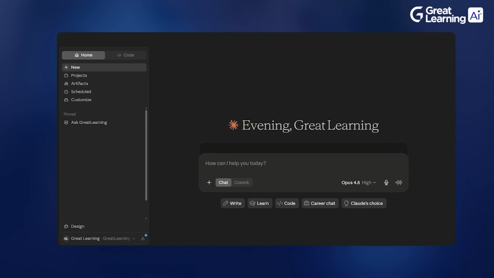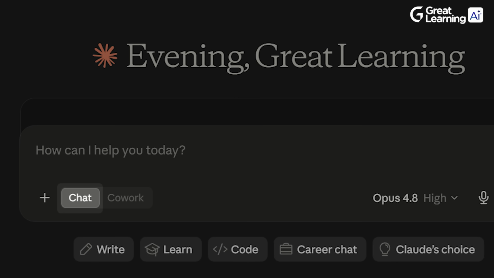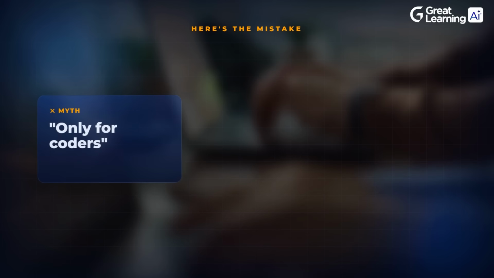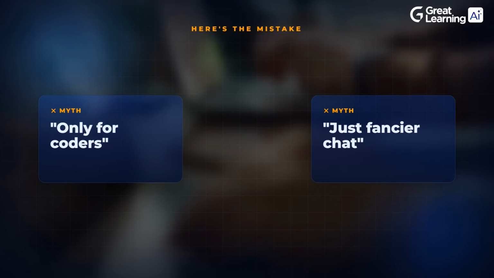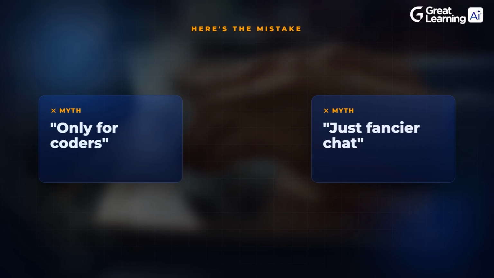You're probably using the wrong Claude. Open the app and you'll see 3 tabs: Chat, CoWork, and Code. And most people just live in one. Here's the mistake. They think CoWork is only for coders or just fancier chat.